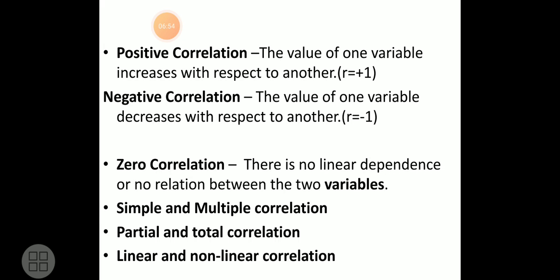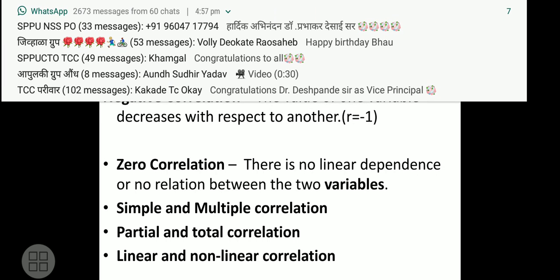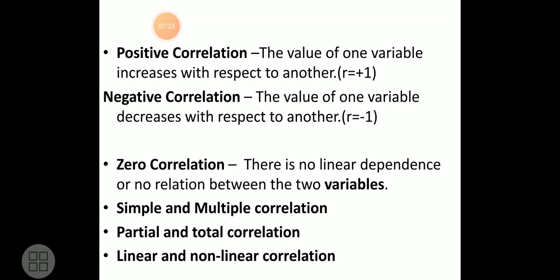Now, we have to get an idea about simple and multiple correlation. If we study the relationship between two variables, then it is known as a simple correlation. Whereas the study of a relationship between more than two variables at the same time is described as a multiple correlation. So the term multiple correlation refers to the theory of correlation involving more than two variables.